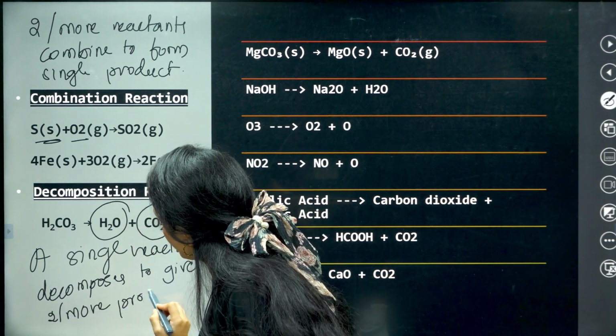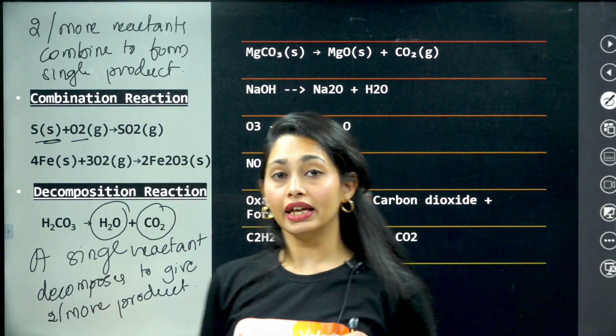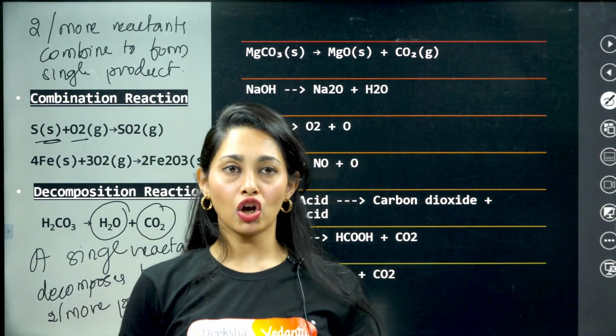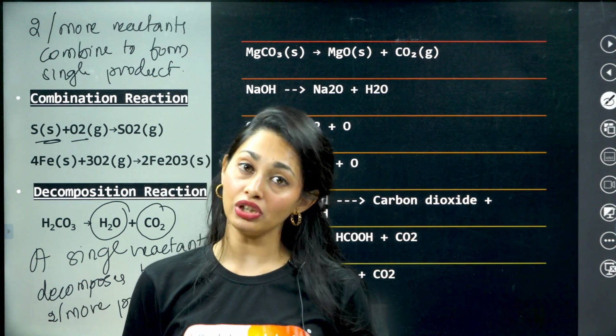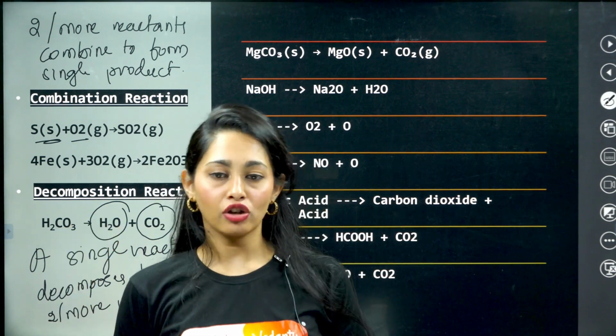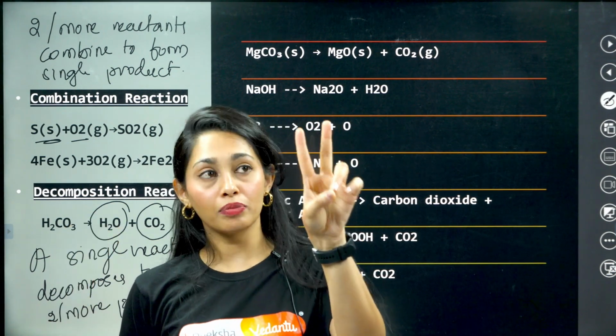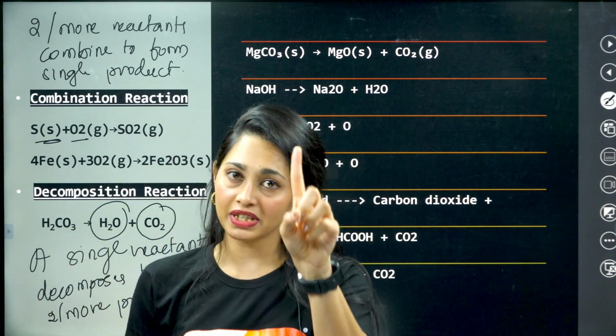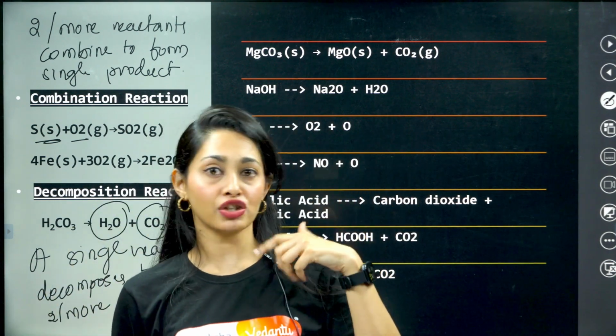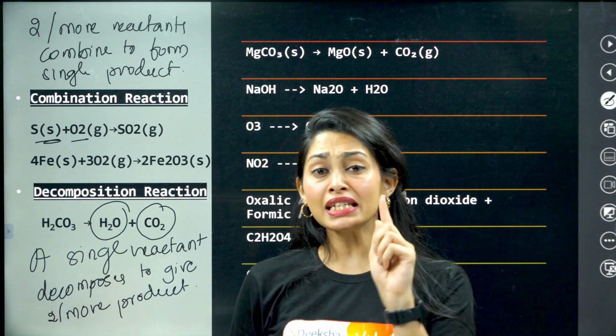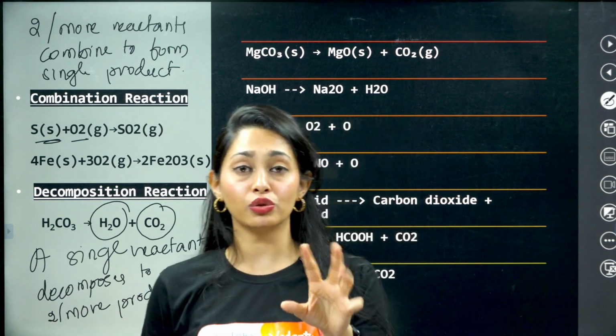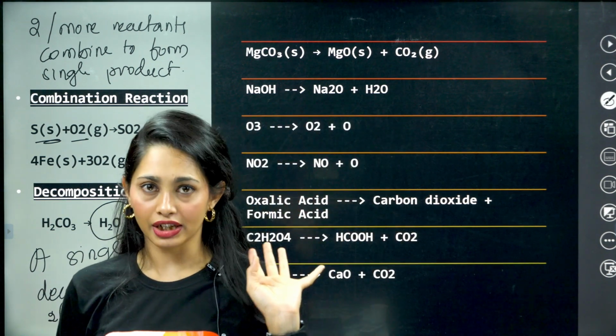In the exam, they might ask you a question: why is combination reaction called opposite to decomposition reaction? The answer: in combination reaction, two or more reactants combine to form a single product. In decomposition reaction, on the other hand, a single reactant decomposes to give two or more products. All right.